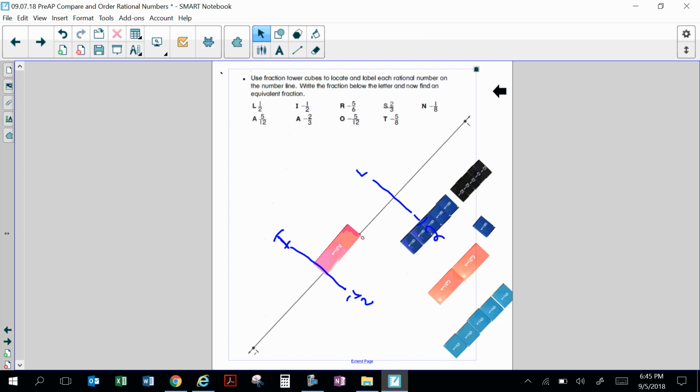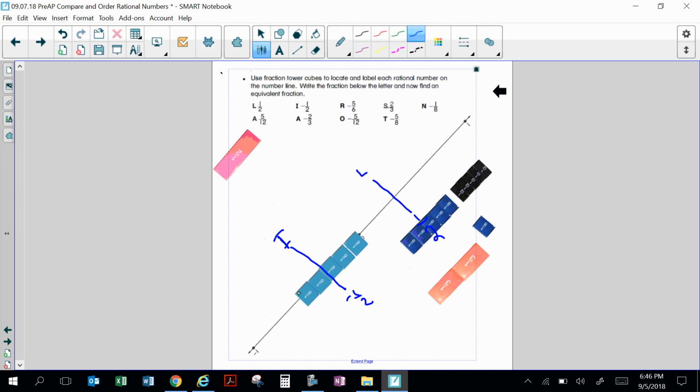Next one, negative 5/6. That means it goes left of 0, so it goes right here. Right now, I think that's the least of all. Remember, if it's farther on the left side, it's least. So that is R, and that's negative 5/6.